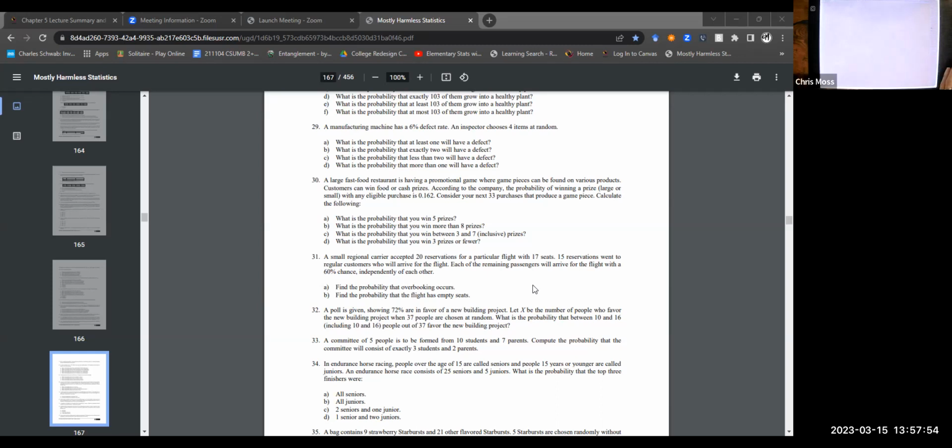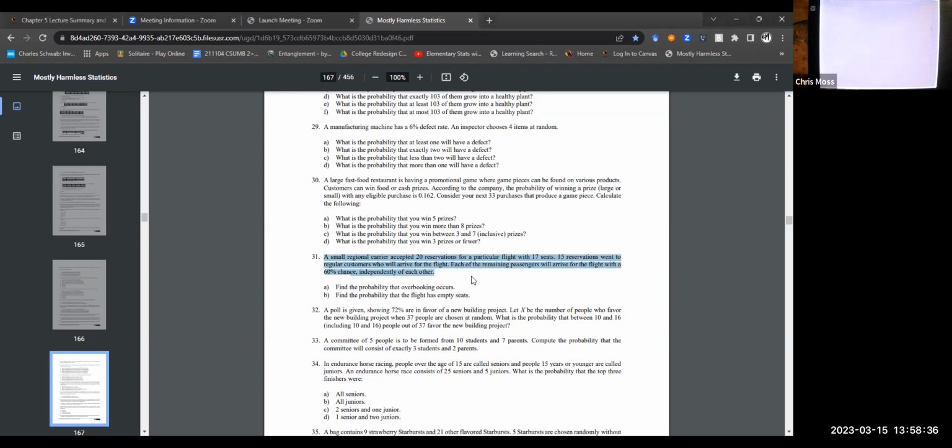If you've ever flown on an airplane and gone to the airport, maybe you've realized that sometimes airline carriers sell more tickets than they have seats for. Yes, the plane only has X number of seats and they sell more than that. They do that because they know not everyone will show up. For whatever reason, there's always issues somewhere with someone. Believe me, as someone who teaches a class and sees who shows up, I know that's true. So let's take a look at number 31.